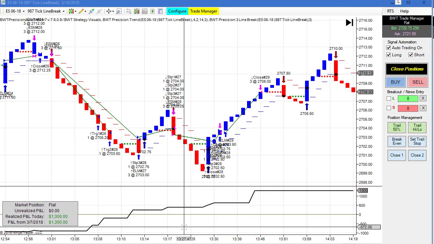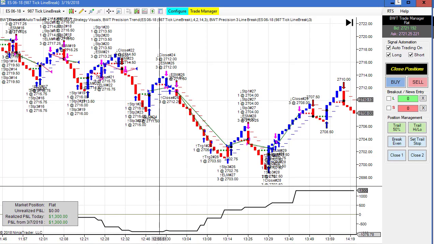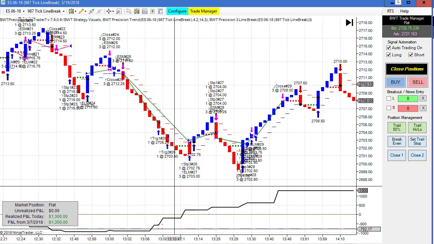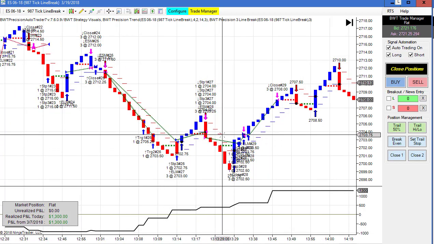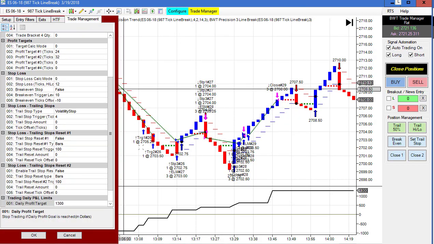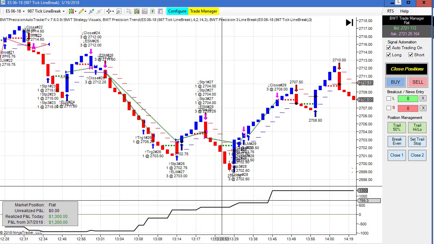Okay, next is the ES on a 987 tick line break chart. We've seen this chart quite a bit. It was pretty active today, and it drew down almost $900, a bunch of trades here, but then it turned the corner at the lunch hour and came back from the dead with 4 or 5 solid trades in a row to do 1300, and our goal on this is 1300. So we ended out the day on this chart with no slippage.